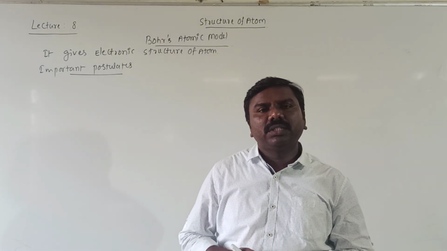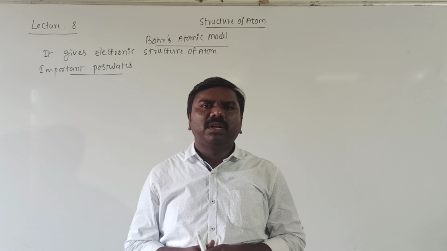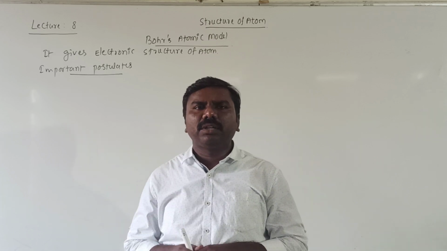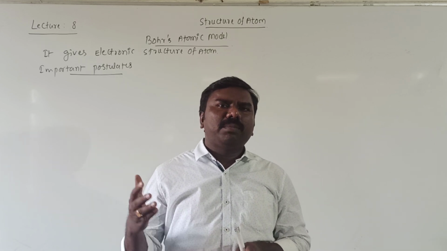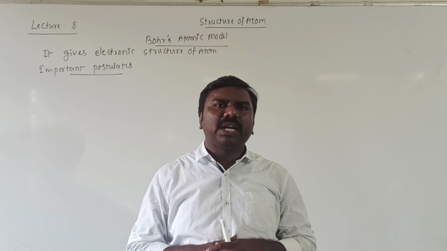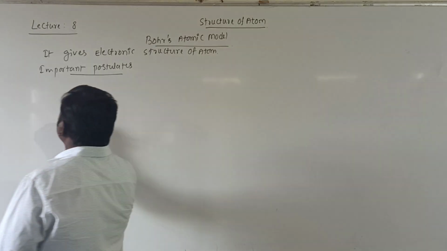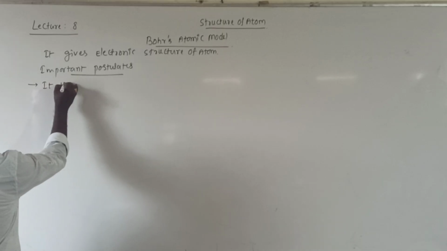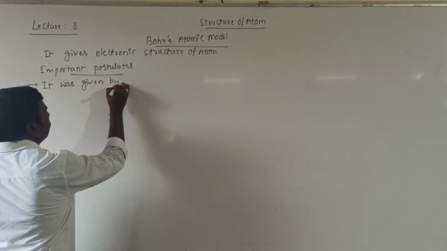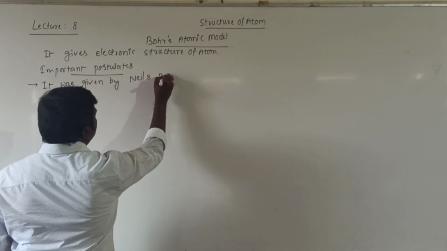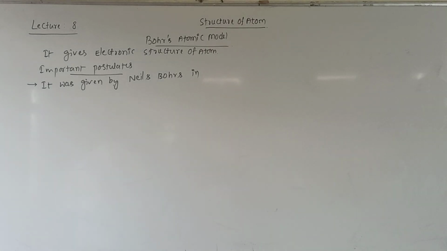You know already, the electron revolves around the nucleus in a fixed orbit with fixed radius and velocity, called orbits. These are indicated by n. n may be 1, 2, 3, 4, 5, otherwise indicated with alphabets K, L, M, N, O, P, like that. It was given by Niels Bohr in the year 1913.